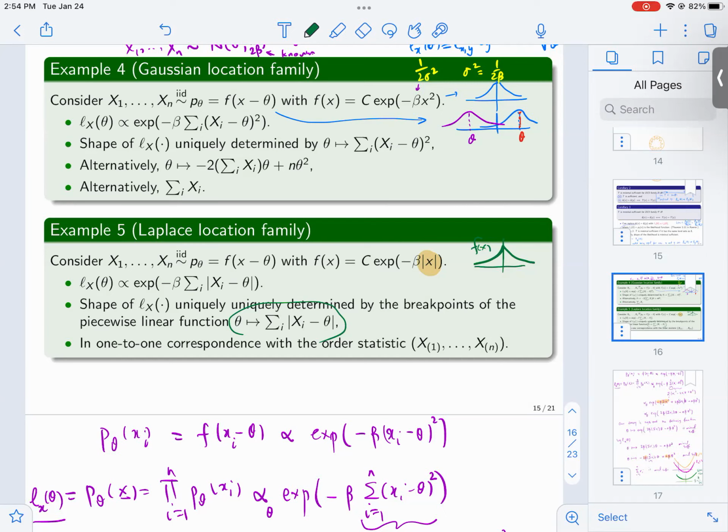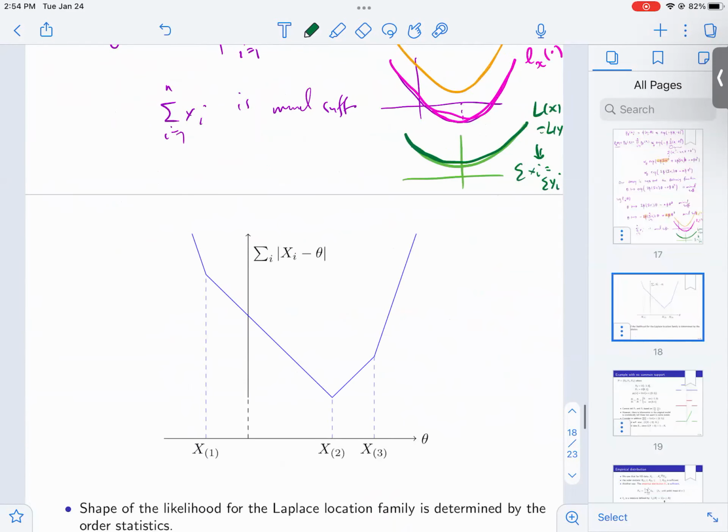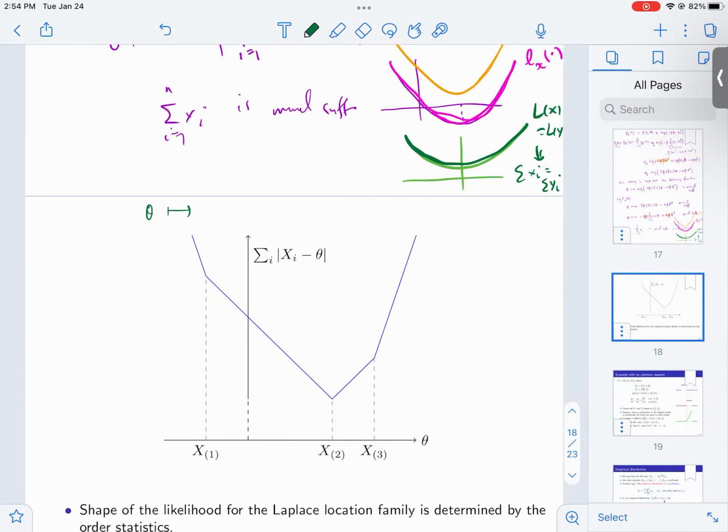So far, is it clear that this is minimal sufficient? This function, the entire function, is minimal sufficient. And the claim is that there is really not much reduction beyond the order statistic. That's what I wanted to show by this. So if you believe that theta maps to summation of |xi minus theta|, this function is minimal sufficient. If I plot this, do it for yourself: take a bunch of xi's and then plot it.